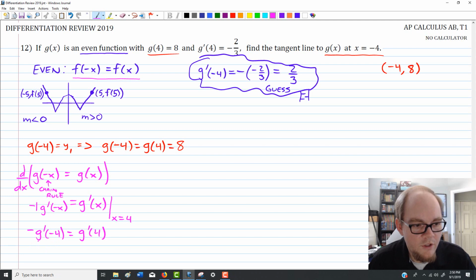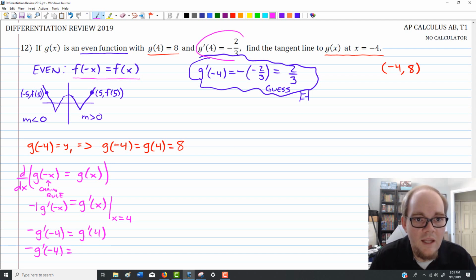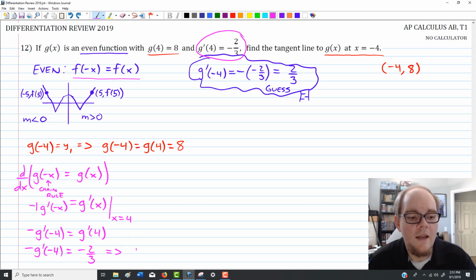Now from there, we don't know what g prime of negative 4 is, so we still have negative g prime of negative 4. But on the right side, we know g prime of 4 is equal to negative 2/3. So we now have the negative of the number that we want is equal to negative 2/3. From there, you could just multiply or divide both sides by negative 1, and you'll get that g prime of negative 4 is equal to 2/3.